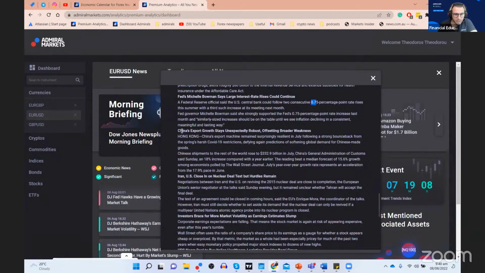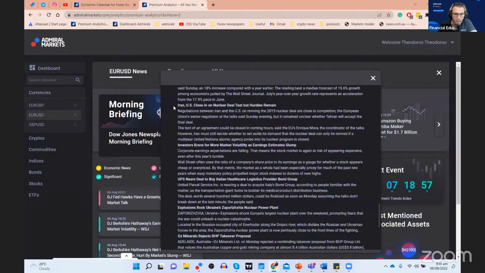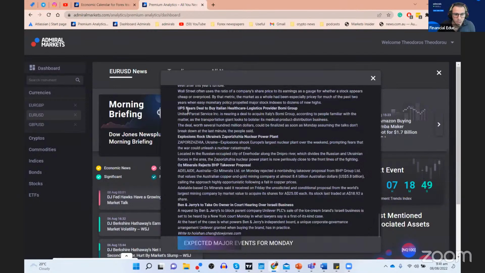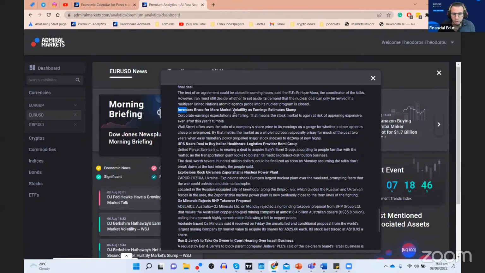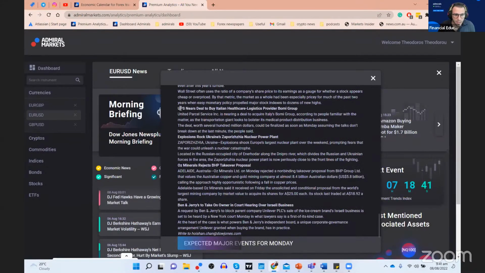Then China's export growth stays unexpectedly robust, offsetting broader weakness. Iran, US closing on nuclear deal text, but hurdles remain. Investors brace for more market volatility as earnings estimates slump. Then UPS nears a deal to buy Italian healthcare logistics provider Bomi Group.